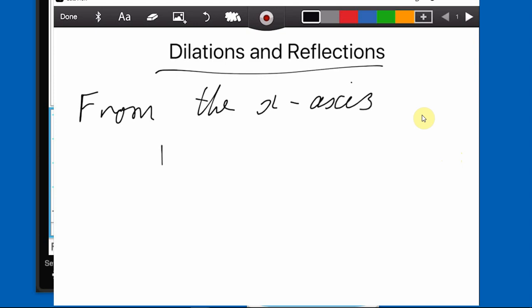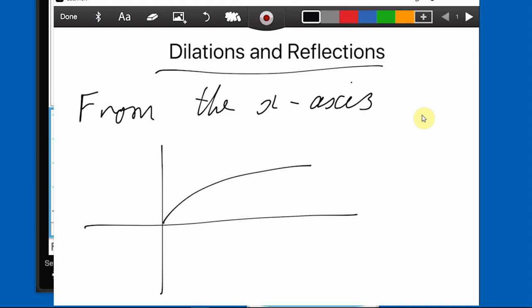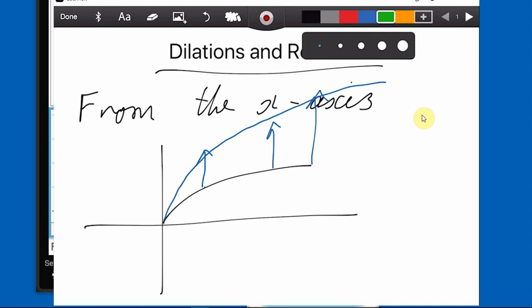Alright, so from the x-axis, for example, if I've got a graph that looks like that, and I've got a dilation from the x-axis, that means I'm moving up. Now in a dilation, I would have a dilation by a particular factor, of course, so everything might be 2 times or 3 times. So the question is, though, what's changing here?